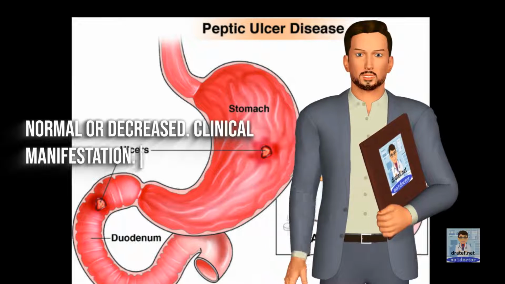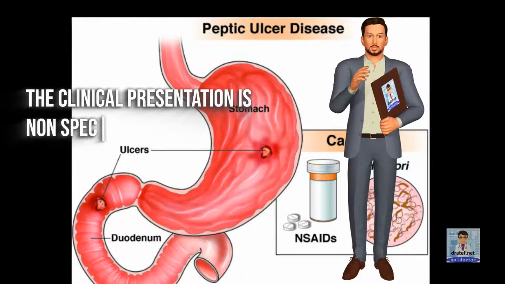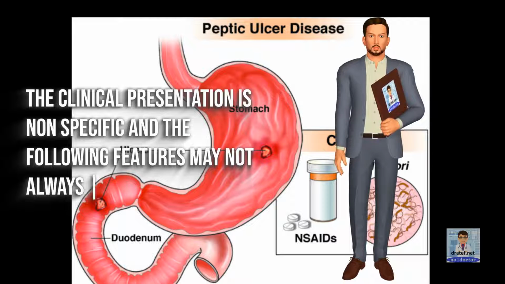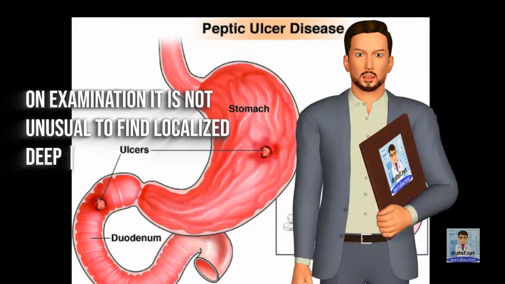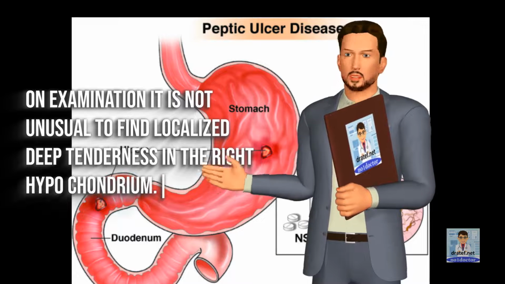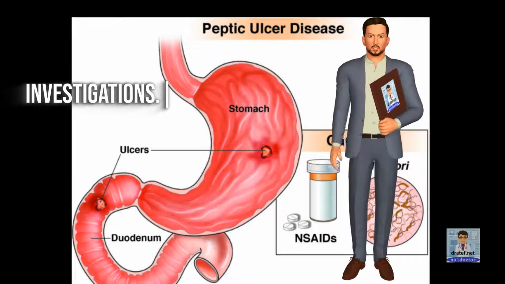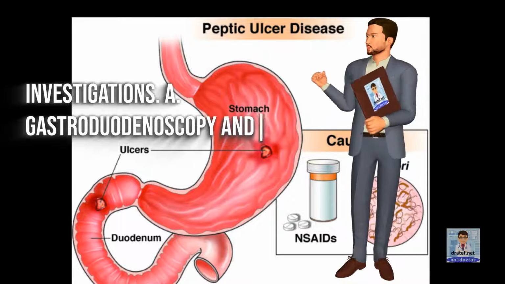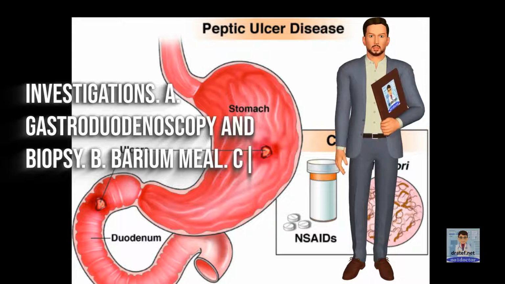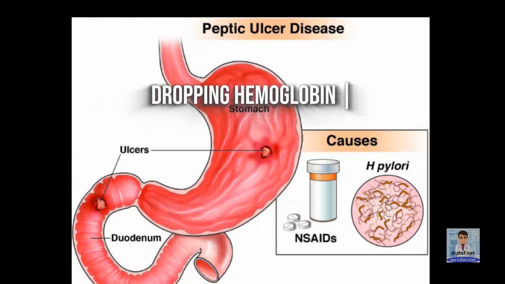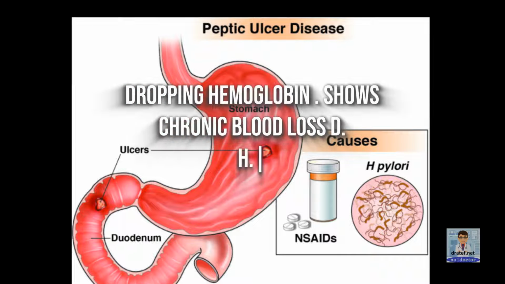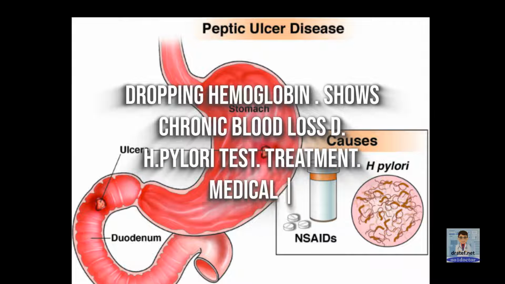Clinical manifestation. The clinical presentation is nonspecific and the following features may not always be found. On examination it is not unusual to find localized deep tenderness in the right hypochondrium. Investigations. A. Gastroduodenoscopy and biopsy. B. Barium meal. C. Blood studies. Dropping hemoglobin shows chronic blood loss. D. H. pylori test.